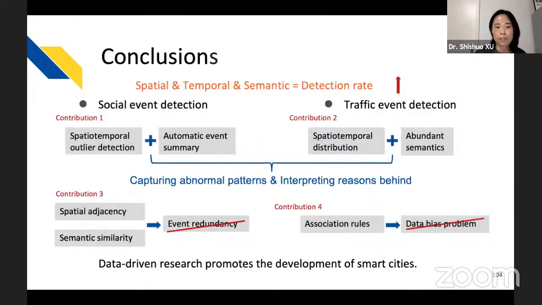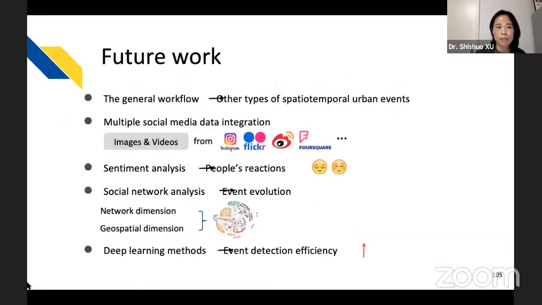So in conclusion, the spatial, temporal and semantic integrated approach can help improve the event detection rate. And these data-driven researches can help promote the development of smart cities. In the future, we may extend the detection workflow to accommodate multiple types of spatial temporal urban events. And multiple sources of social media data can be integrated to improve the detection accuracy.